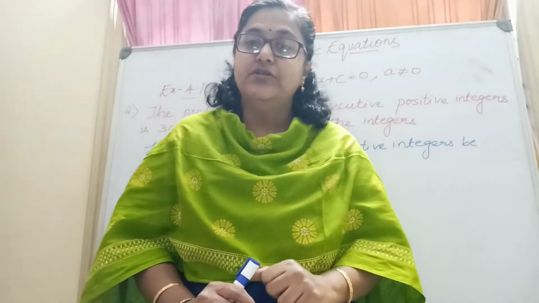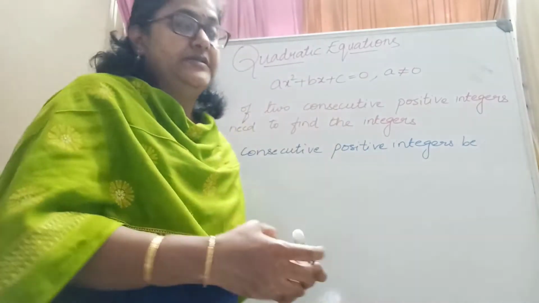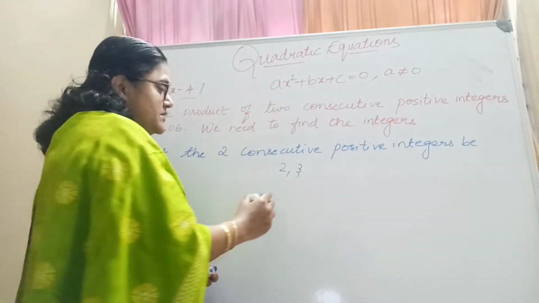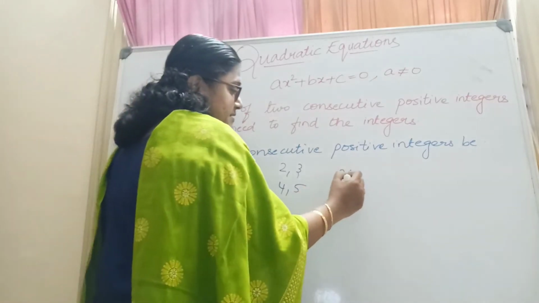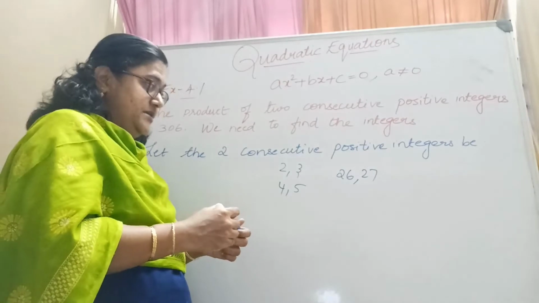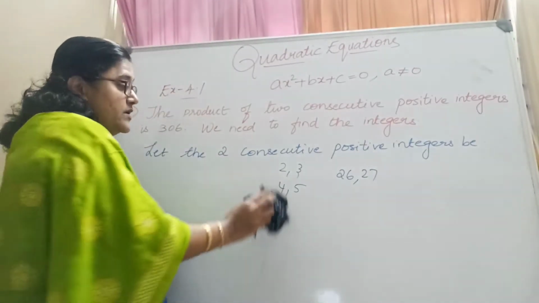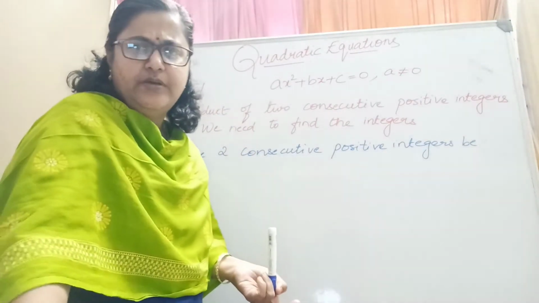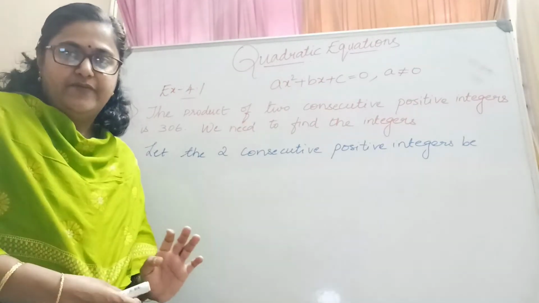Now what is the meaning of consecutive integers? Consecutive integers means subsequent numbers. Say for example 2, 3, their subsequent numbers. 4, 5, their subsequent numbers. 26, 27, their subsequent or consecutive numbers, right? So now they're telling that the product of two consecutive numbers is 306. We don't know which are those numbers, right? So we'll assume them. We'll assume some variable for that.